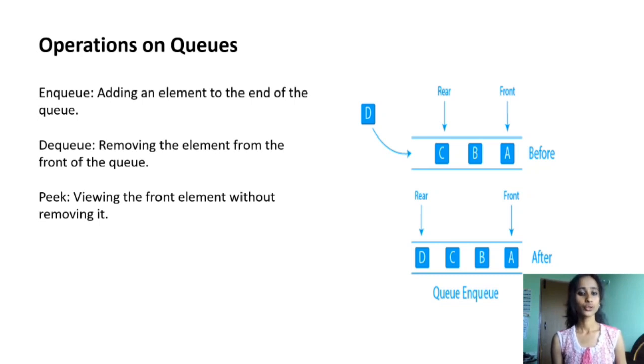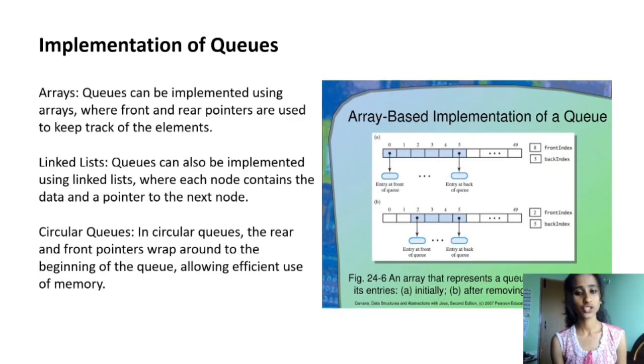Operations performed on queues. Implementation of queues. We can implement queues using arrays, linked lists, and circular queues. Arrays. Queues can be implemented using arrays where front and rear are the pointers which are used to keep track of the elements. Circular queues. In circular queues, the rear and front pointers wrap around to the beginning of the queue, allowing efficient use of memory.